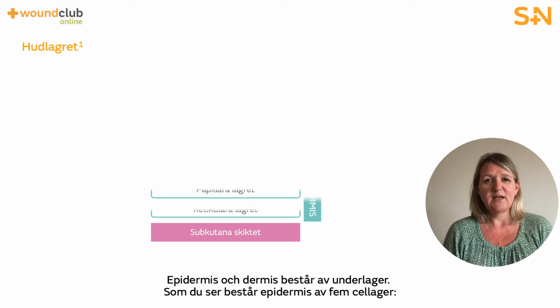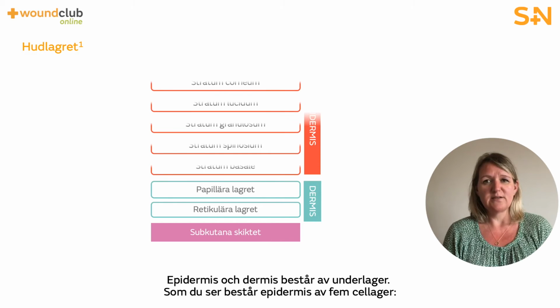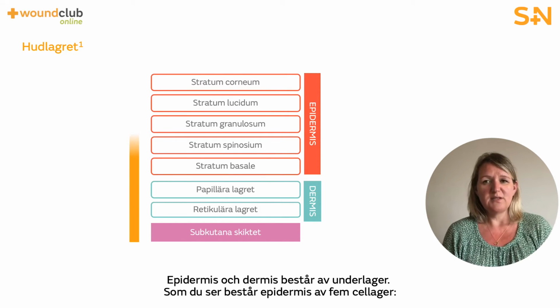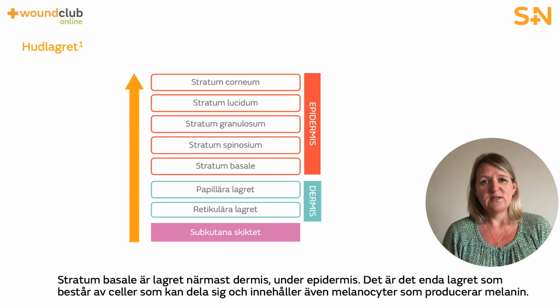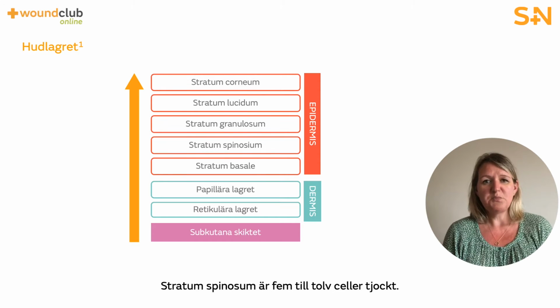The epidermis and the dermis are made up of sublayers. You can see in the epidermis that there are 5 cell layers. The stratum basale is the nearest layer to the dermis. It's the only layer that consists of cells capable of division. The stratum spinosum is 5 to 12 cells thick.